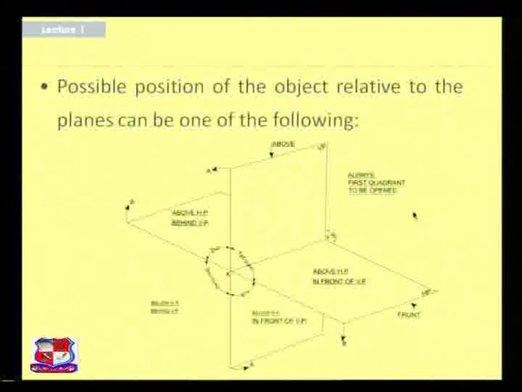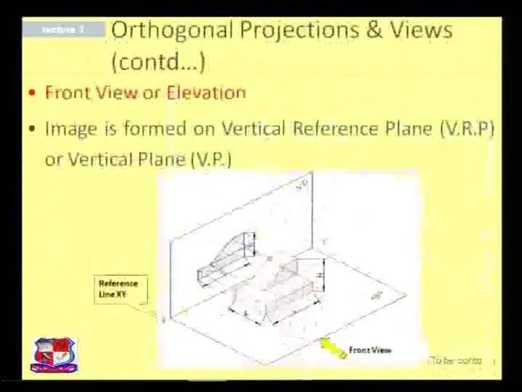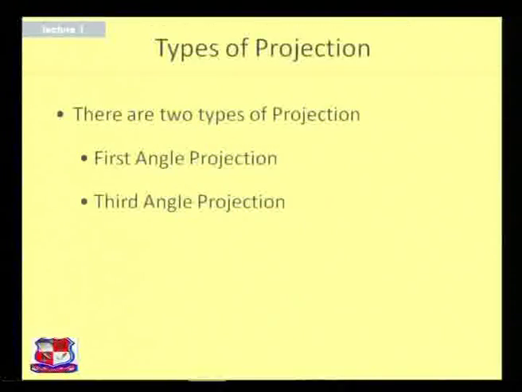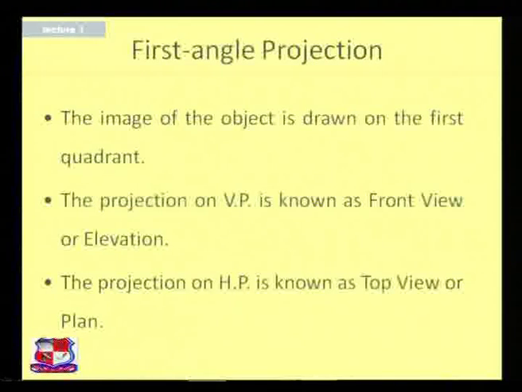So in the orthographic projection of engineering drawing, two angle projections are used. The first one is the first angle projection method, and the next one is the third angle projection method. Now again we will continue. So now our concept is clear that there are only two types of projection methods, the first angle projection method and the third angle projection method.